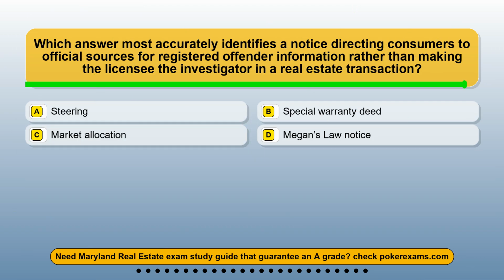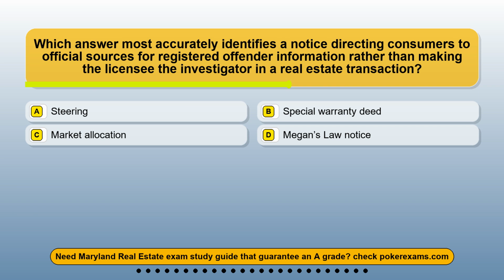Question 22. Which answer most accurately identifies a notice directing consumers to official sources for registered offender information rather than making the licensee the investigator in a real estate transaction? Option A, steering. Option B, special warranty deed. Option C, market allocation. Option D, Megan's Law notice.